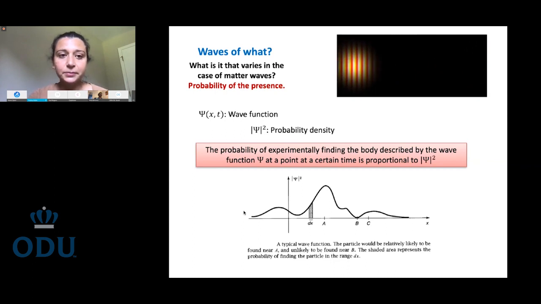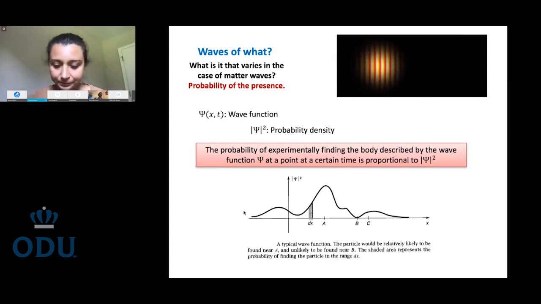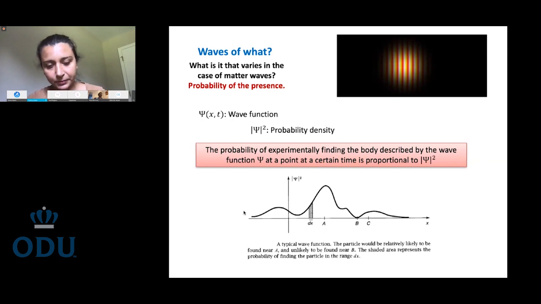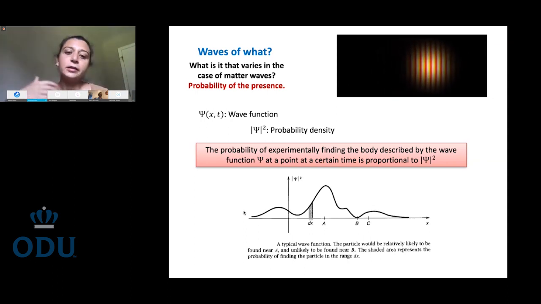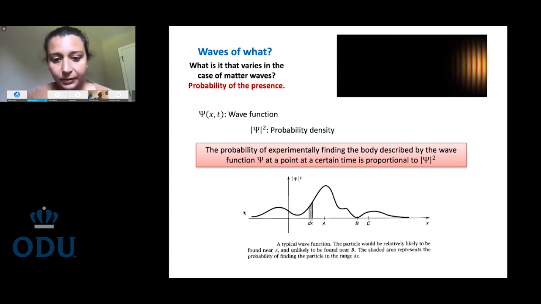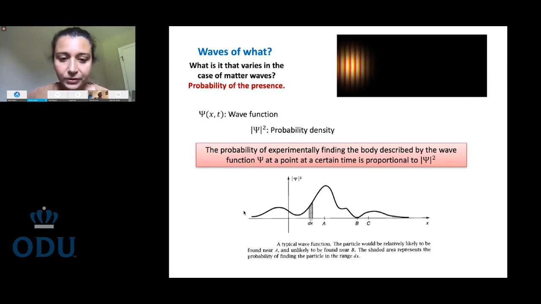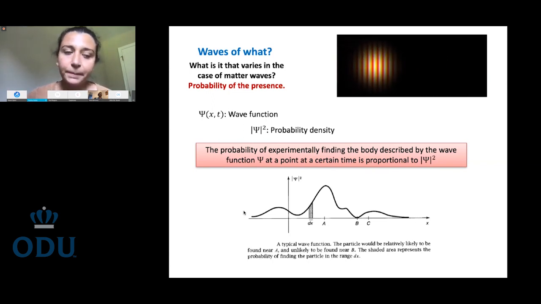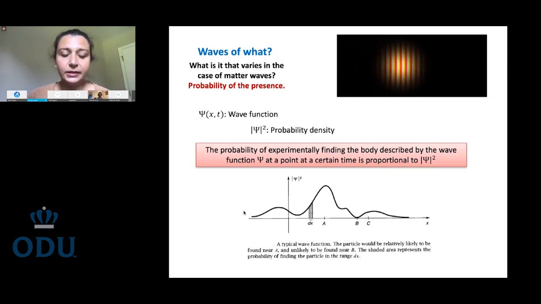The wave function is the probability of the particle's presence. If the probability density is big, the chance you find it at some point is big. If it's small, the chance you find it there is small. But as long as it's not 0, there's always a chance that the body is at a certain point.